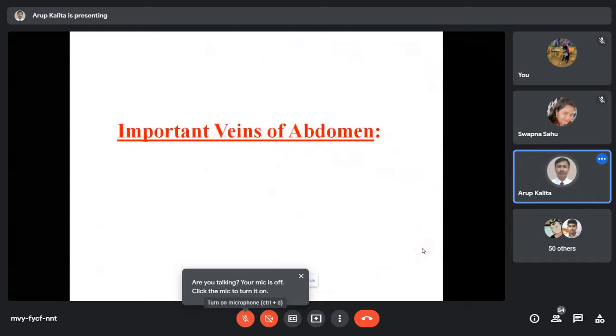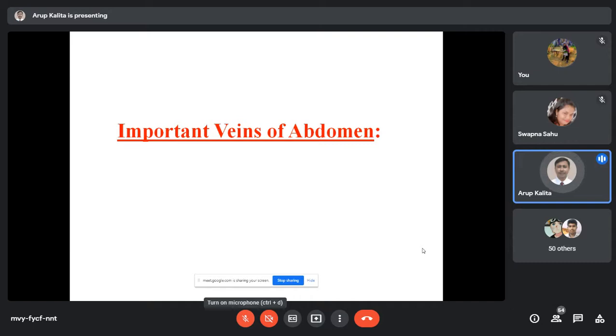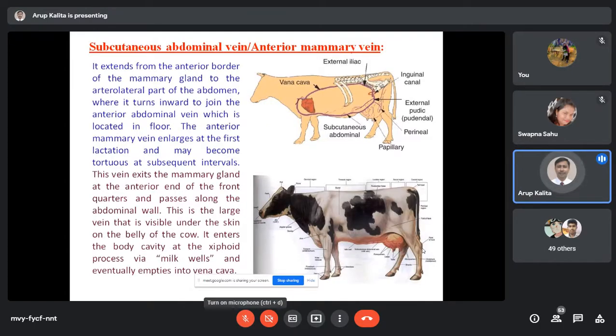Okay. Now, in the last class we have completed the arteries of the abdomen. Today we are going to discuss the important veins of the abdomen. We are not going to study all the veins present in the abdomen, because all are satellite veins. Satellite vein, what is satellite vein? That I already told you. Now we are going to see only the important veins here. The first important vein present in the abdomen is the subcutaneous abdominal vein or anterior mammary vein.